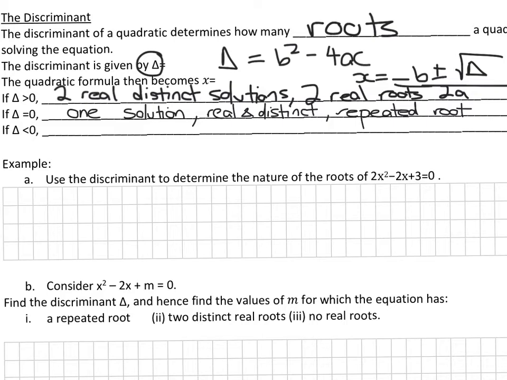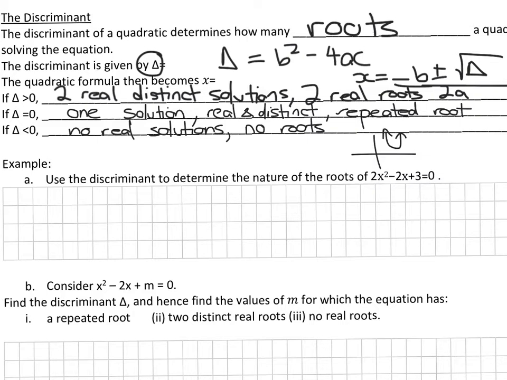And then finally, if the discriminant is less than 0, that means there are no real solutions. In fact, there are what we call imaginary solutions. But you don't really need to worry about that. All you need to know is that there's no real solutions, and that means there are no roots or no x-intercepts. So if we have a graph, the graph would look like that.